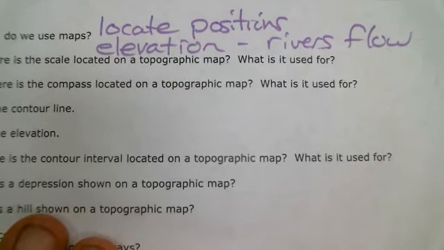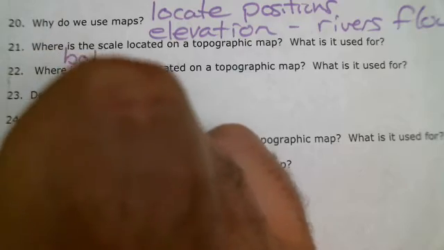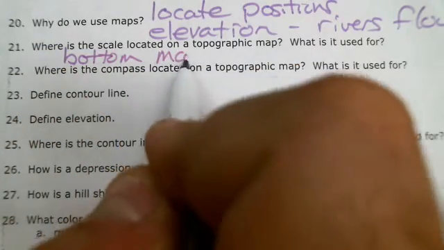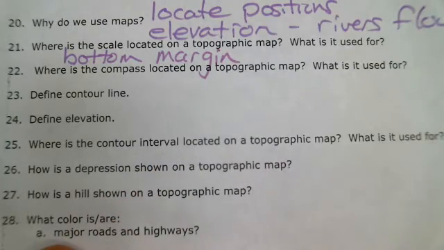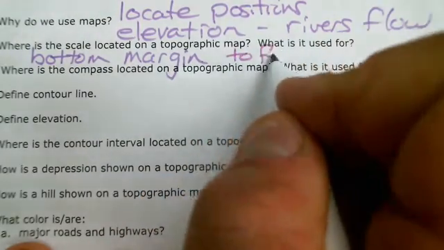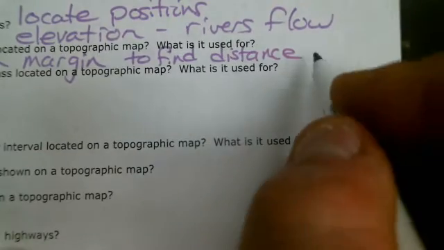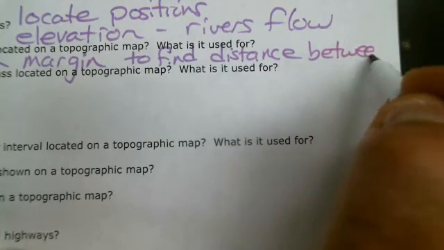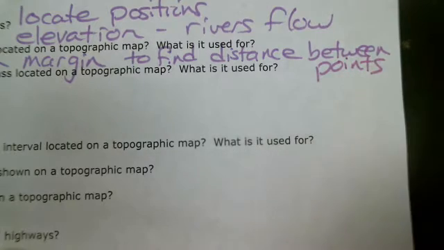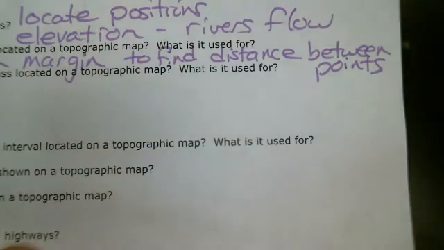Number 21. Where is the scale located on a topographic map? It's going to be the bottom margin usually. And what's it used for? It's to be able to tell how far away two locations are. To find the distance between points. Found in the bottom margin, and it's used to find the distance between points.